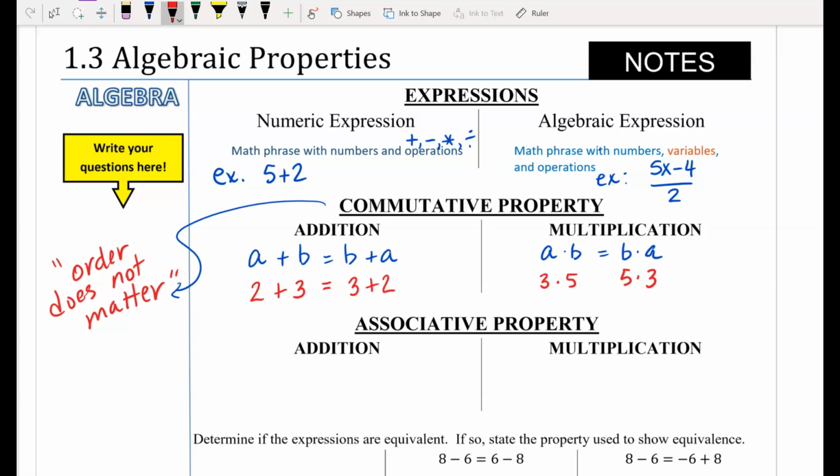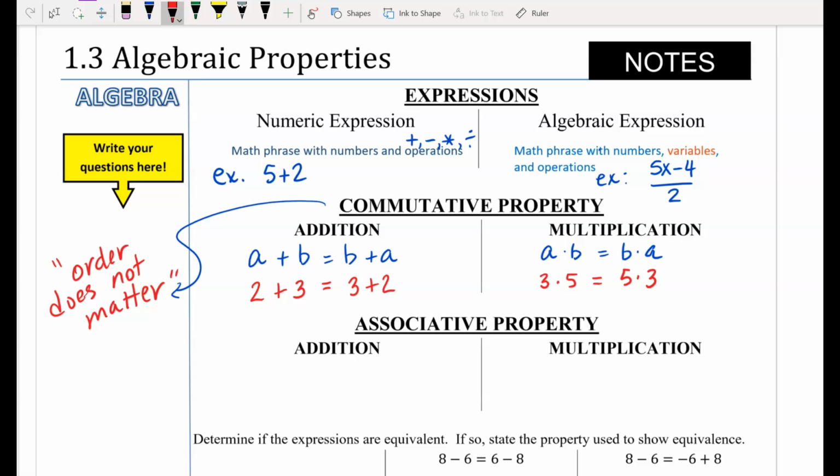The commutative property for multiplication works in a similar way. If I multiply two numbers together, a times b, then that is the same thing as b times a. Using a numeric example, 3 times 5 we know is 15. If we change the order, 5 times 3 is also 15. So these expressions are equal to each other, and they always will be because multiplication is commutative. The order doesn't matter with addition or multiplication. Now, it is important to note that for subtraction and division, those are not commutative operations.